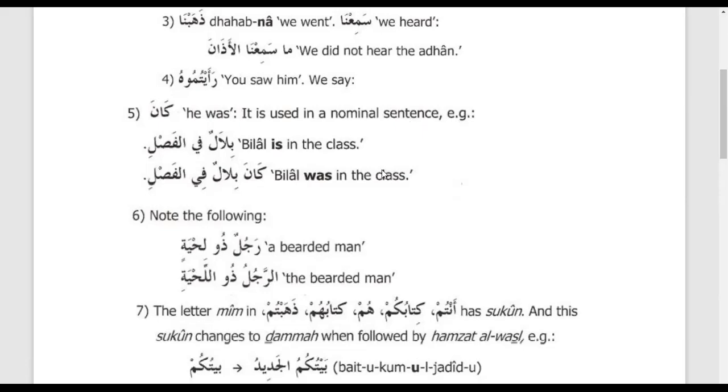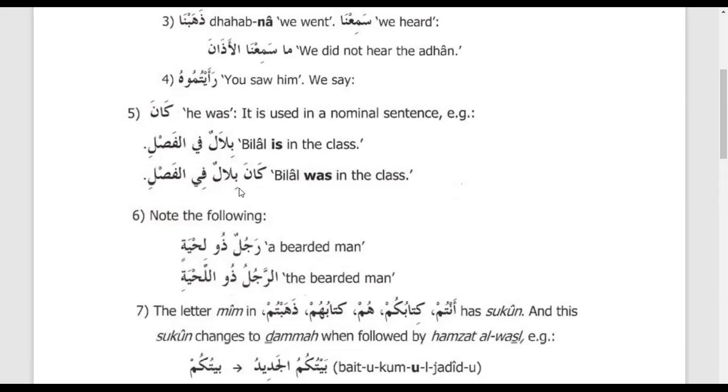As we can see here, Bilalun fil fasli, it is translated as Bilal is in the class. So it is a nominal sentence. Bilalun is the subject and fil fasli is the predicate. Bilal is in the classroom. If we want to say Bilal was in the classroom, we will add kana. Kana Bilalun fil fasli. Bilal was in the classroom.